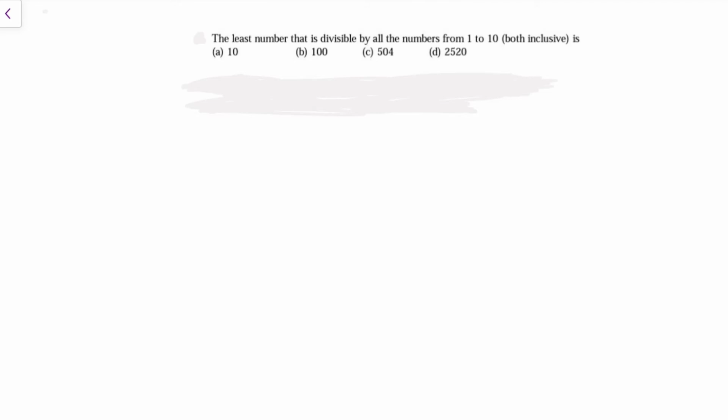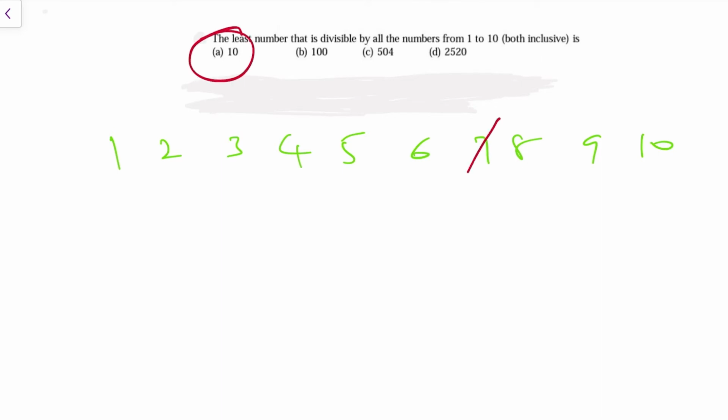The least number that is divisible by all the numbers from 1 to 10. It means the given number should be divisible by 1, 2, 3, 4, 5, 6, 7, 8, 9, 10. Every number. Let us check the first option. Here the first option is 10. 10 is not at all divisible by 7. 10 is not divisible by 3. 10 is not divisible by 8. 10 is not divisible by 6. 10 is not divisible by 4 also. So I can say that the first option I can remove clearly.